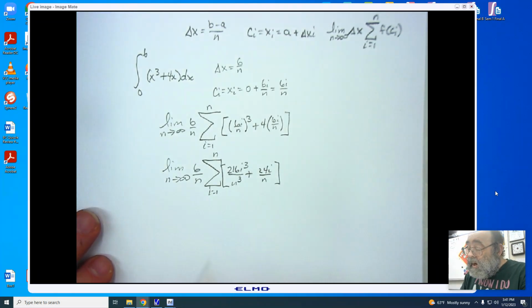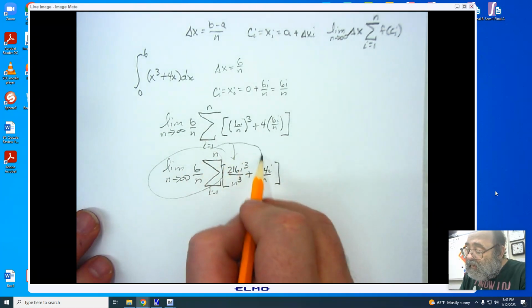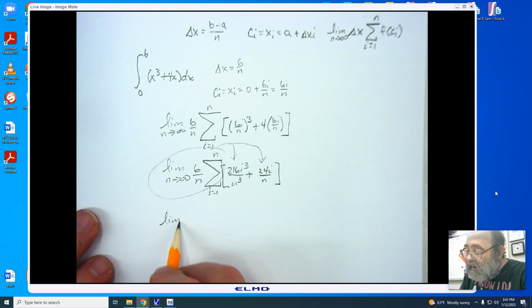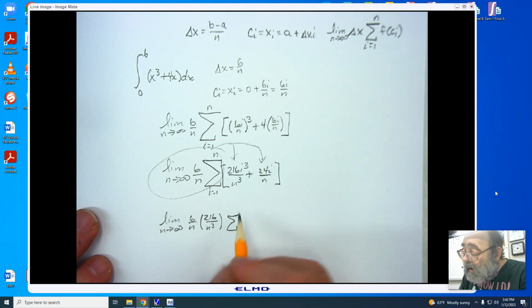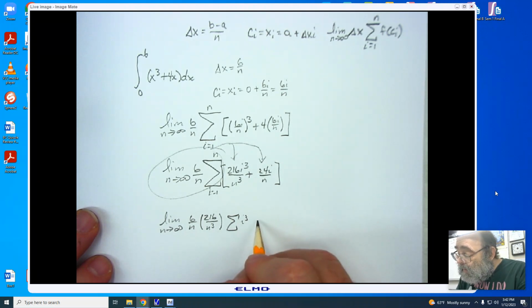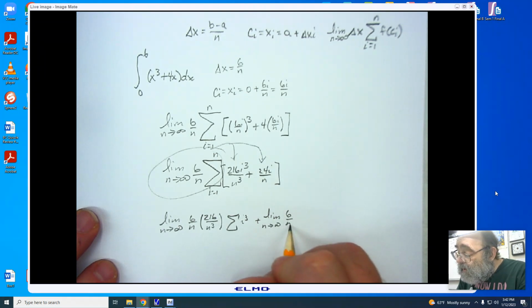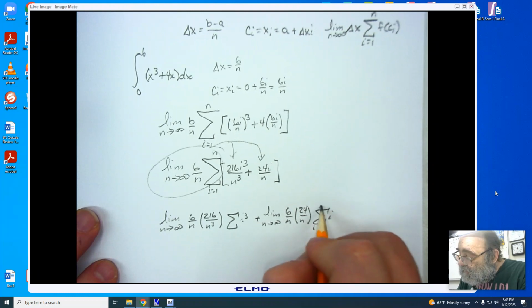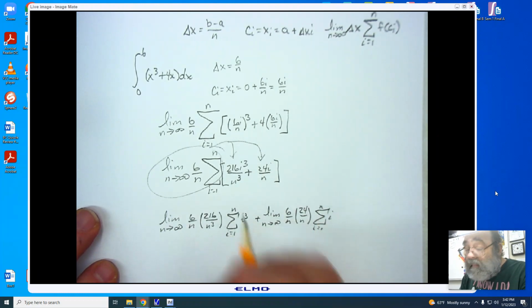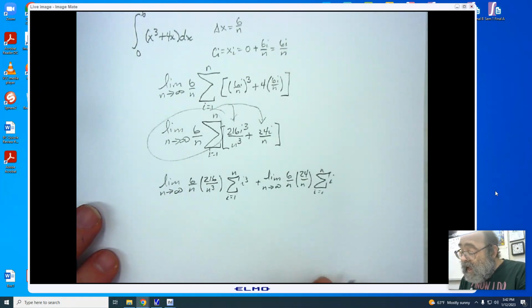There we go. Now we're going to take this piece and distribute to both so that I have the limit as n approaches infinity for 6 over n times 216 over n cubed times the summation of i cubed, plus the limit as n approaches infinity for 6 over n. We're now going to put our 24 over n, and we have our summation of i. Alrighty. Now we're going to replace this.